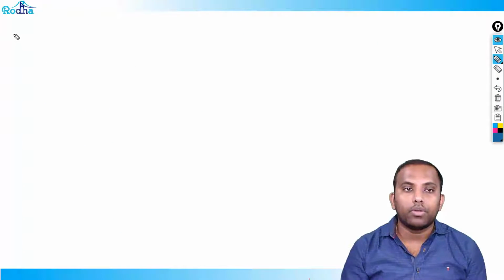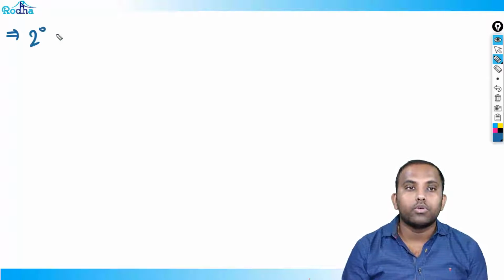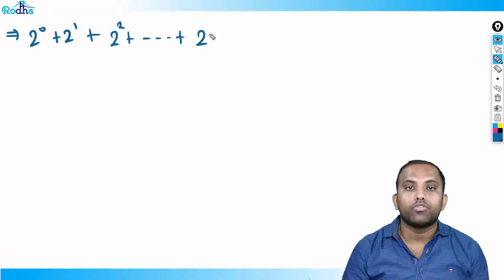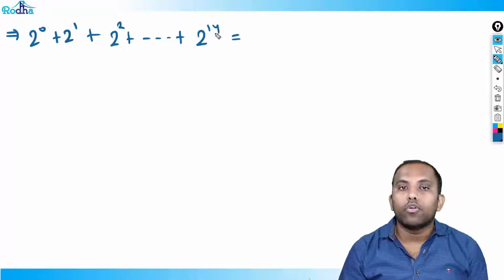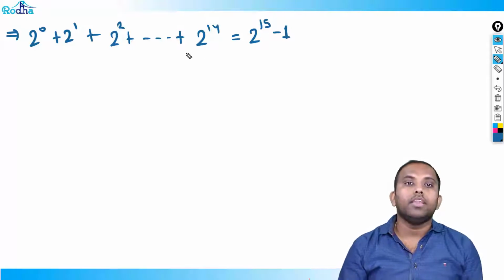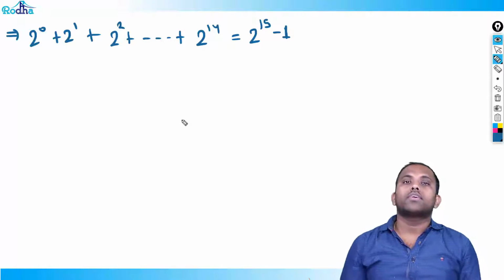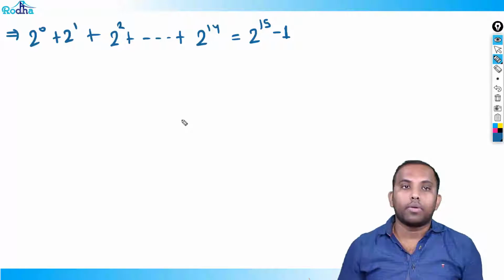Suppose, for example, what is the summation of 2 raised to 0 plus 2 raised to 1 plus 2 squared till, suppose, 2 raised to 14? So directly the answer: 14 is the last term here, so the next term is 2 raised to 15, and then minus 1. We'll discuss a good LR set also based on this property.